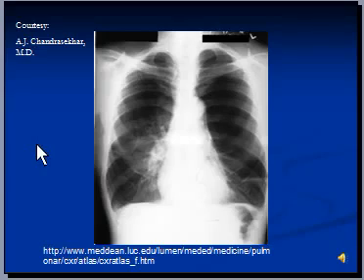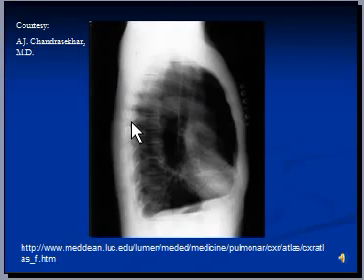I would also like to show you a lateral view. Again, hyperinflated lung, barrel shaped thoracic cavity, another feature of emphysematous lung. AP diameter, which is this, is increased, and look, the diaphragms are very flat. On a lateral view you should see a dome shaped diaphragm.